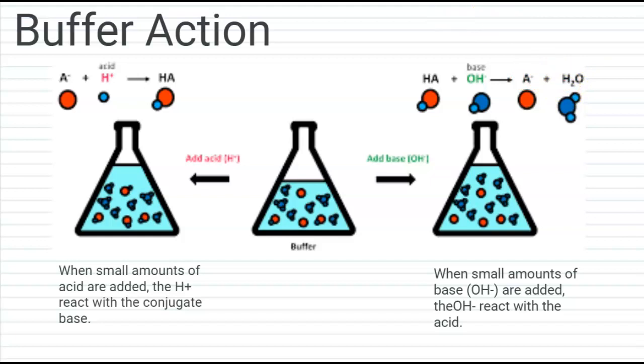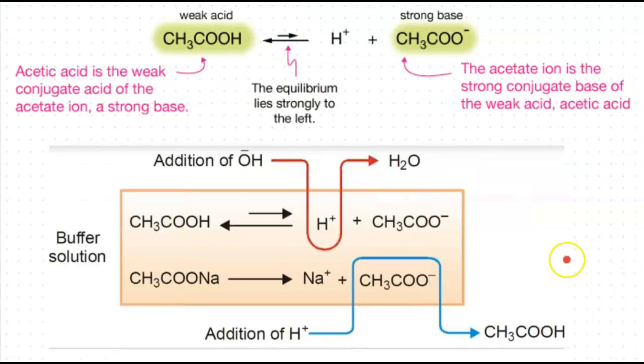All right, so what does this look like in practice? Right, so here is our buffering solution we've been working with. So I've got my weak acid on the left, I've got my strong conjugate base on the right. If I am going to add hydroxide, hydroxide will react with my acid. Okay? So when I add the hydroxide to my solution, it reacts with the hydrogen of my acid to produce water and more of the anion. Okay.